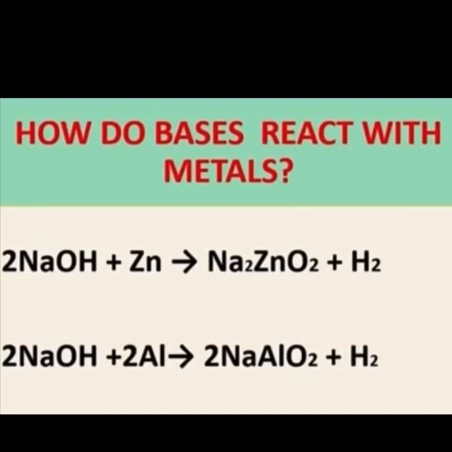What are the things we learned? First is the reaction of acids with metals. What are the products formed here? When acids react with metal, salt and hydrogen gas are formed. When bases react with metal, salt and hydrogen gas are formed. All bases do not react with metals, children. Only some bases react with metals.